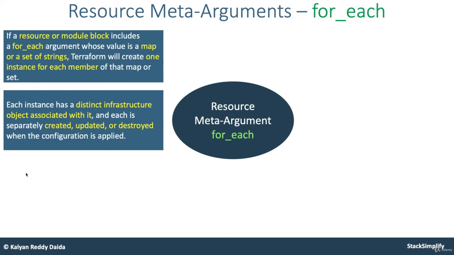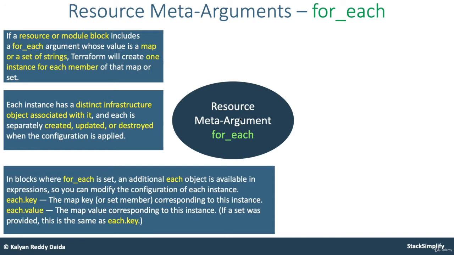Even though the resource or a module is a single block, using them we will be able to create multiple resources when our argument value is a map or a set of strings. So that is what the for_each meta argument is used for inside a resource or a module. With that said, in blocks where for_each is set, an additional each object is available in expressions. So you can modify the configuration of each instance using this each object.